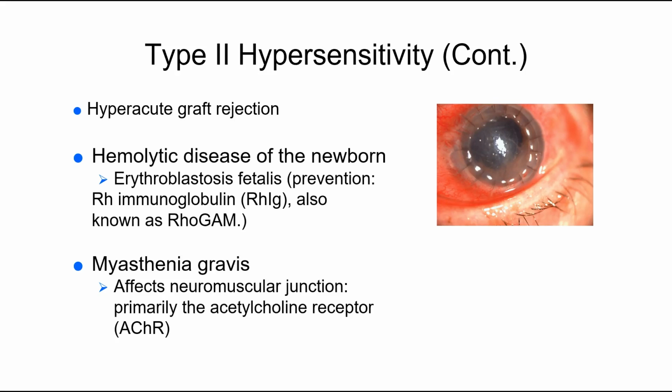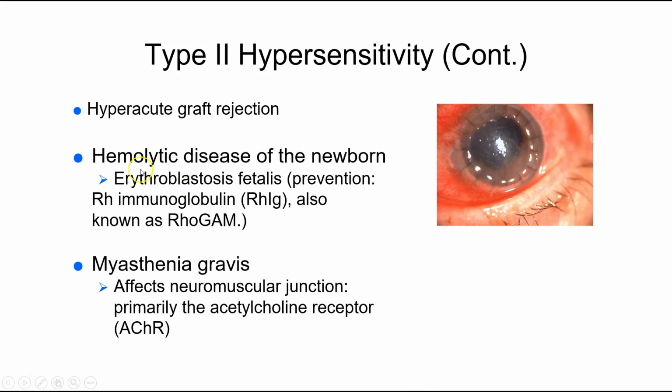So here are my favorite examples for type 2 hypersensitivity. If somebody gets an organ donation, like this person who got a cornea transplant, and now they've got graft rejection, which again makes sense. They have somebody else's cells on their body, and their body has said, no, I see other cells and I'm going to attack it.